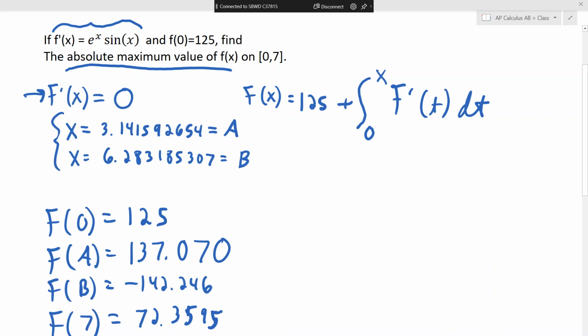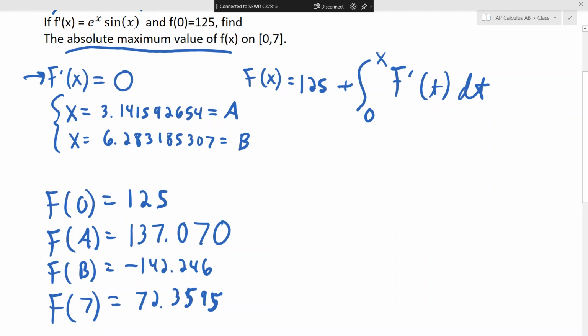Everyone all right with what just happened? So f starts at 125, it goes up to 137, it goes down to negative 142, and then back up to 72. Can you imagine that? 125, 137, negative something, 72.